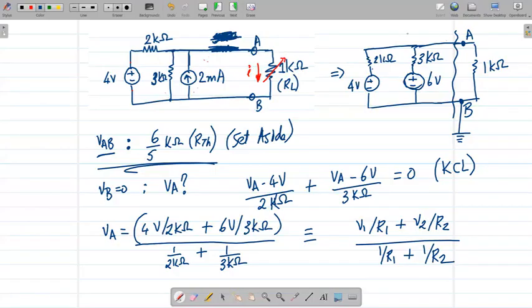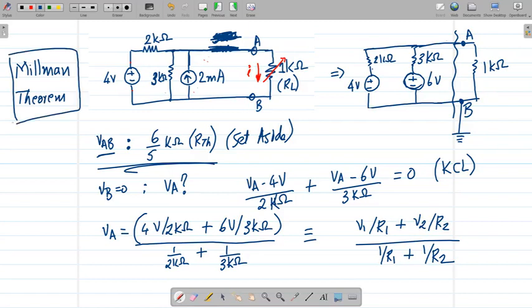In case you are wondering where all of this is going, what I'm actually showing you is something called Millman theorem. That means when I have voltage sources in parallel with each other and each voltage source has its own resistance in series, and I want to find the equivalent voltage VAB, the open circuit voltage, that's going to be given by this formula: V1 by R1 plus V2 by R2 by 1 by R1 plus 1 by R2.